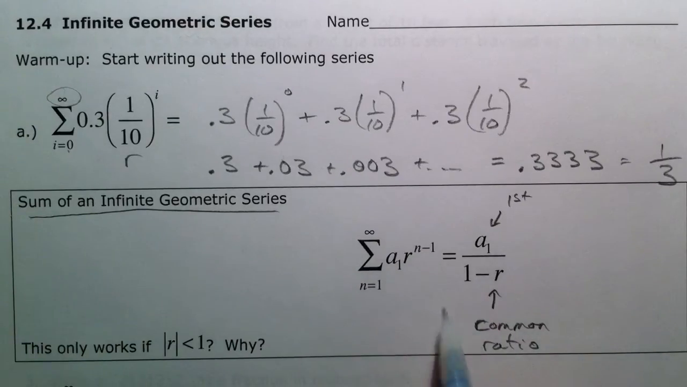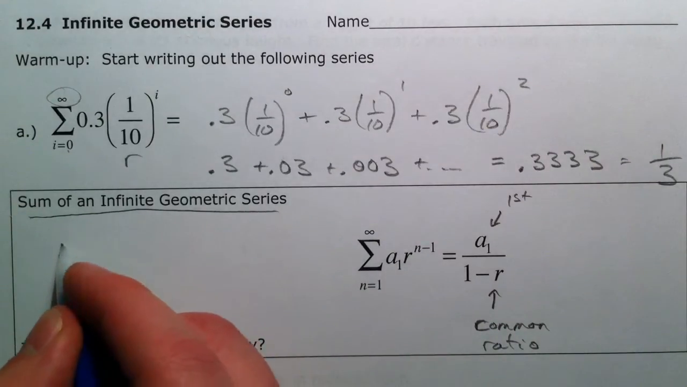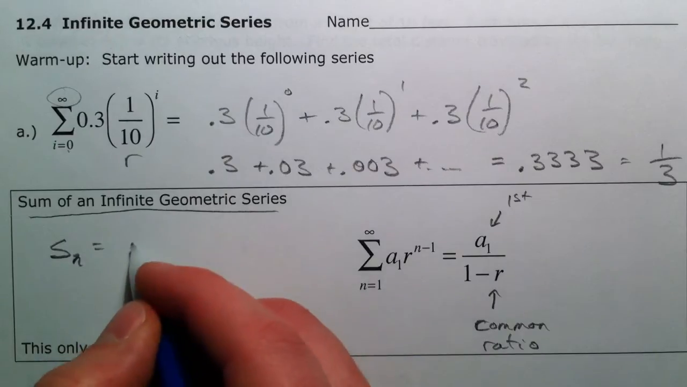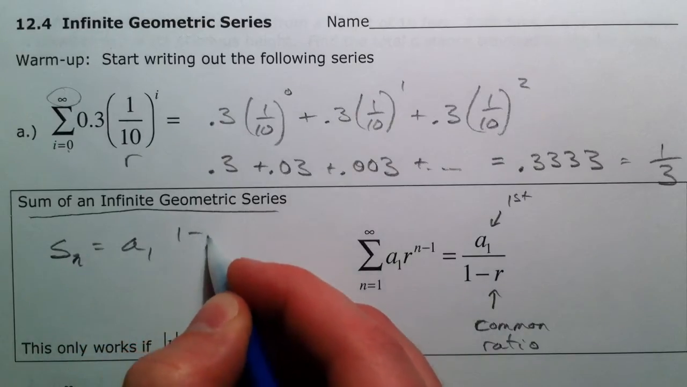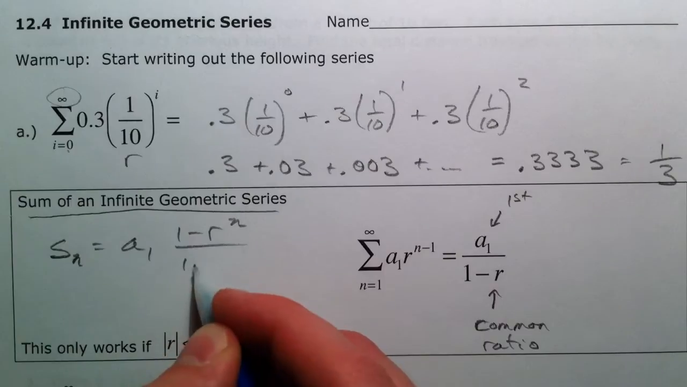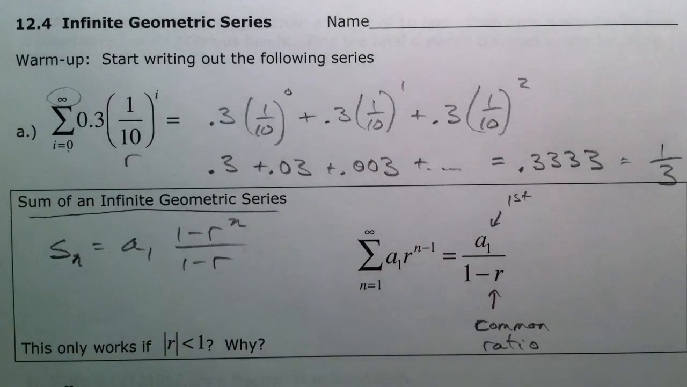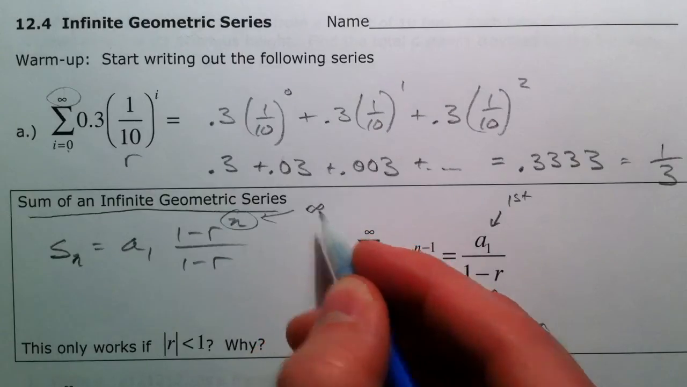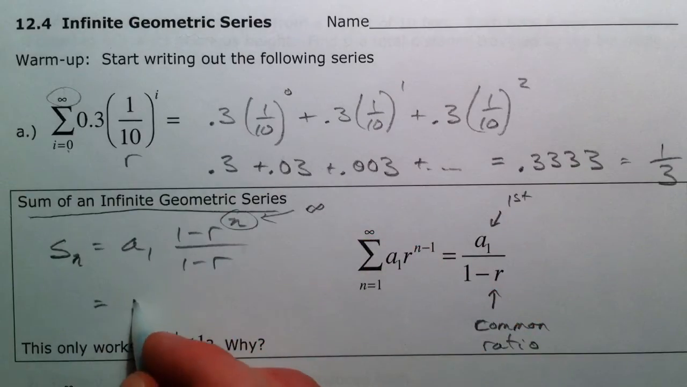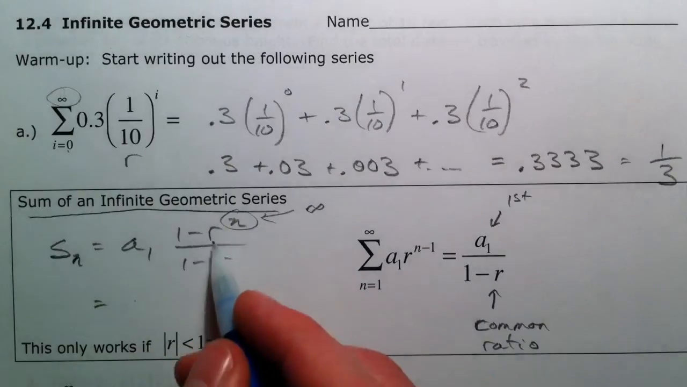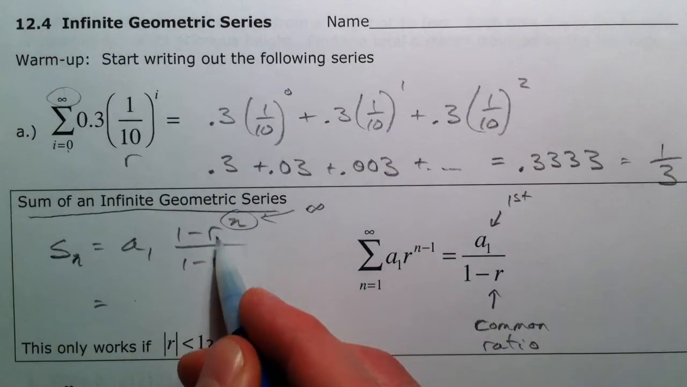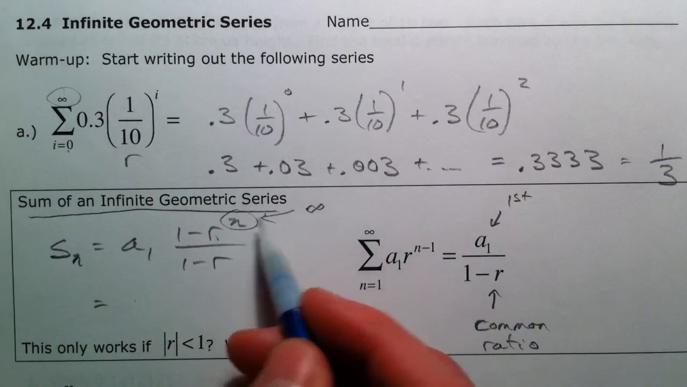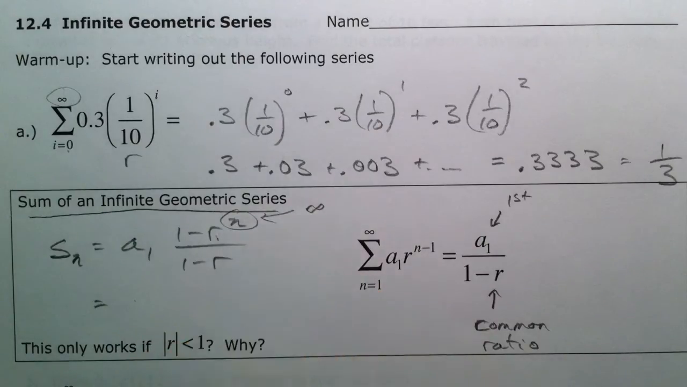So where does this come from? Well, the sum of our geometric series was a sub 1 times 1 minus r to the n, over 1 minus r, and we can use this for anything. Now if n becomes infinity, if you raise r to the infinite power, it's going to continue getting smaller as long as the absolute value of r is less than 1.